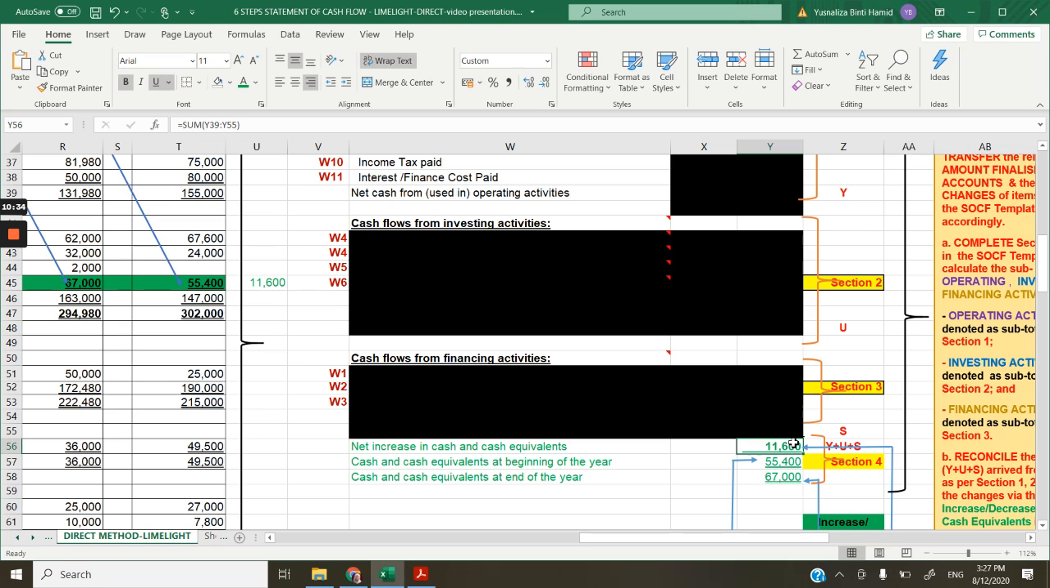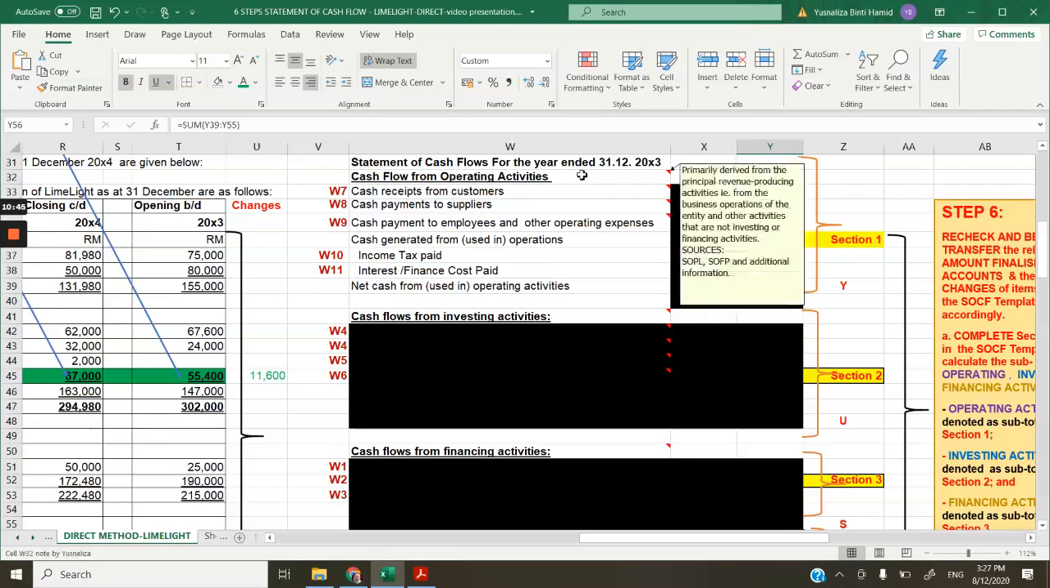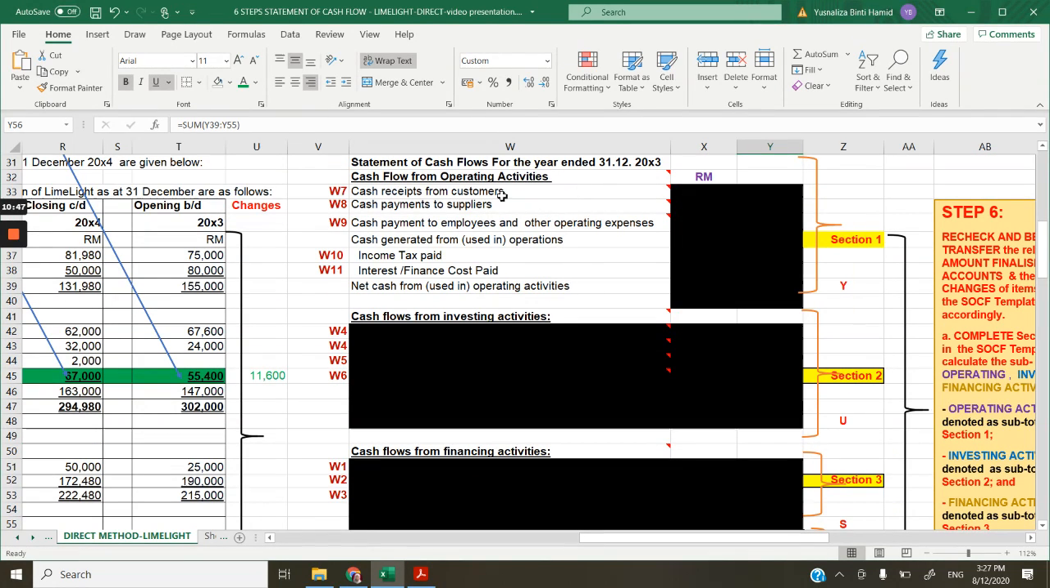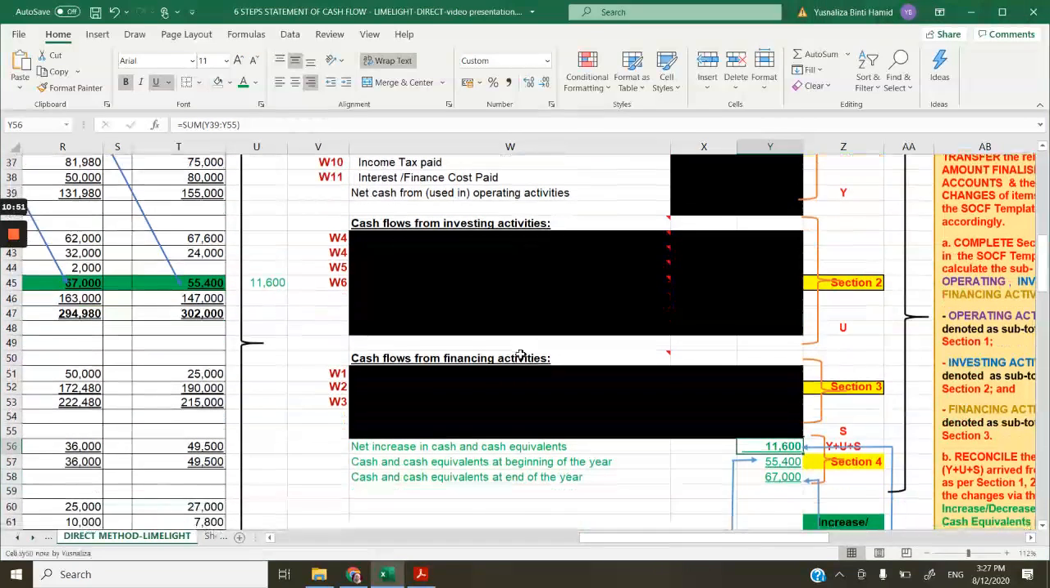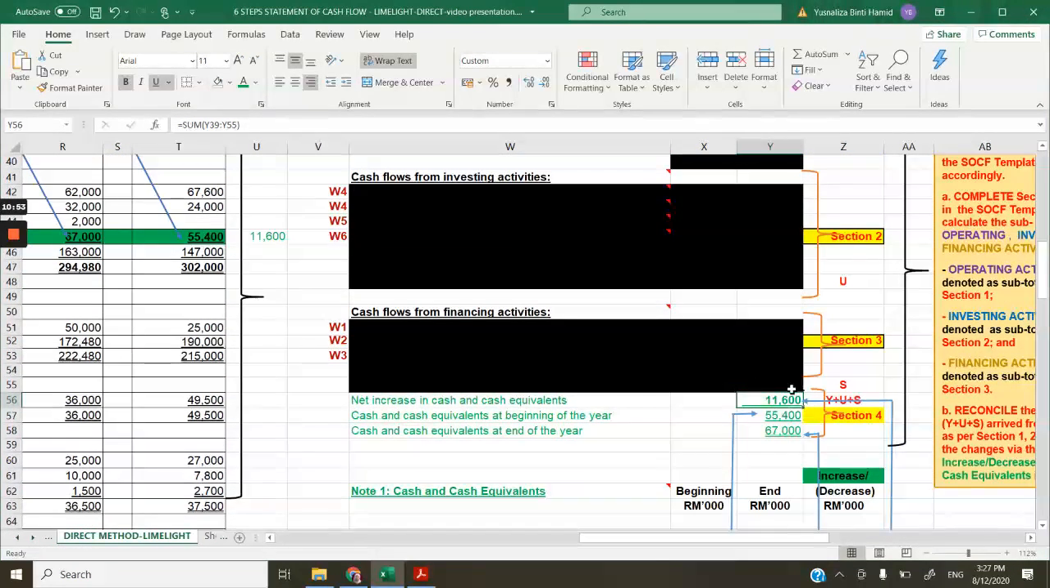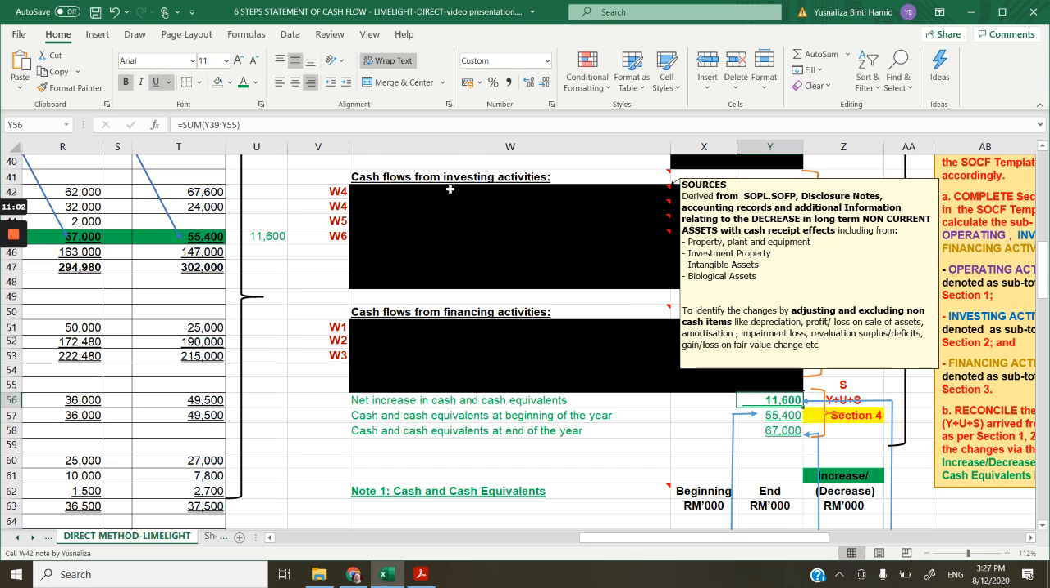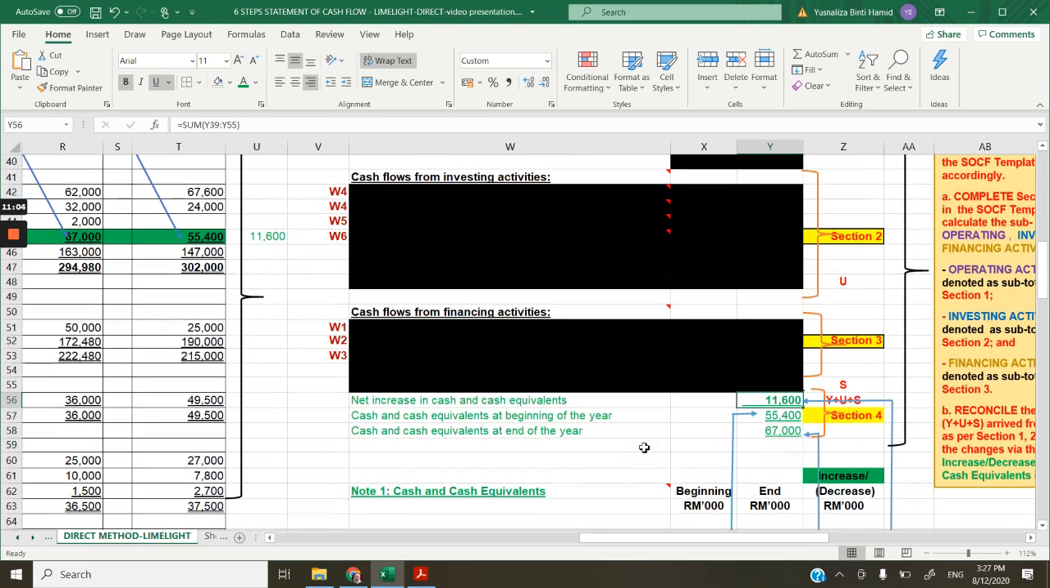11,600, where we are trying to say that if we have a net increase of cash and cash equivalent of 11,600, what is the spread of that figure into these three, or how do you split that figure into these three activities? What are the effects of having this 11,600 in terms of the detailed analysis according to the activities you have here in the cash flow? Okay, so we are done with that.